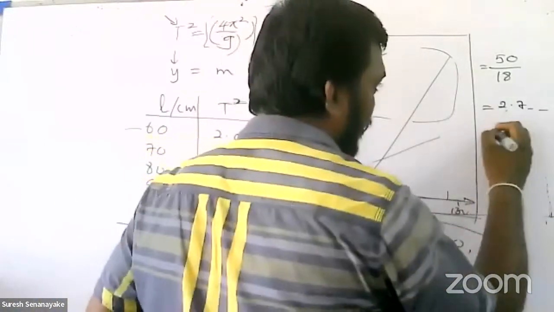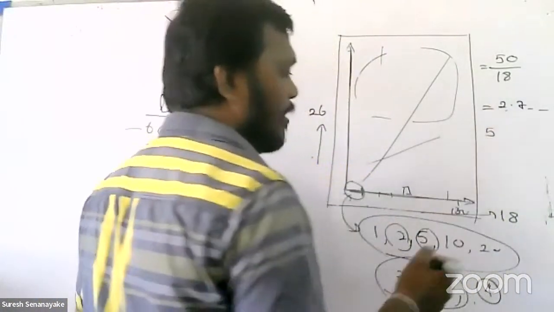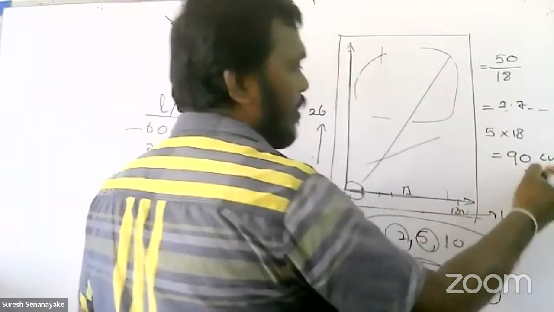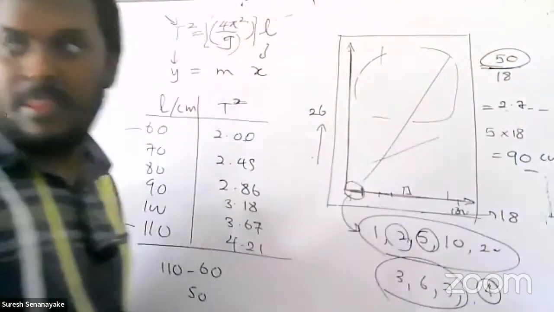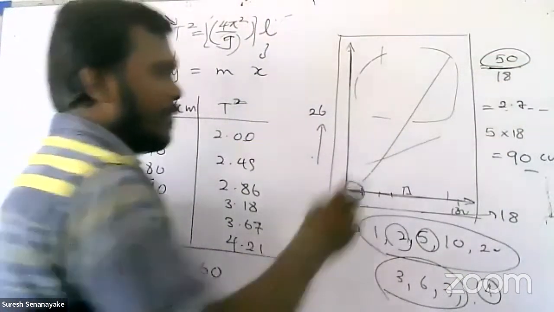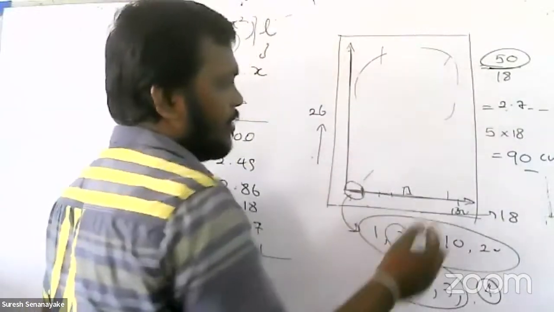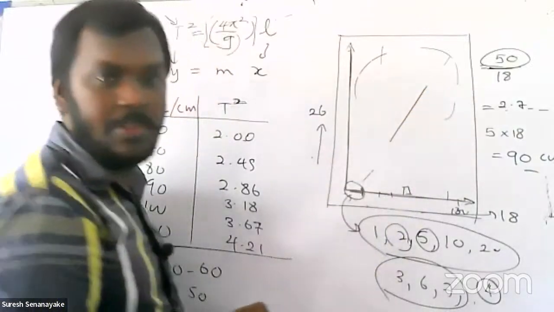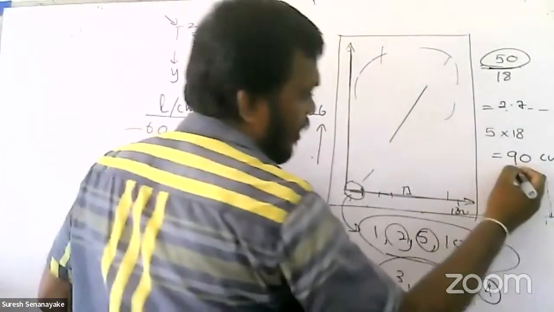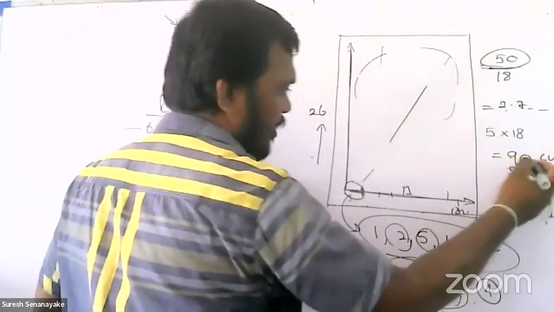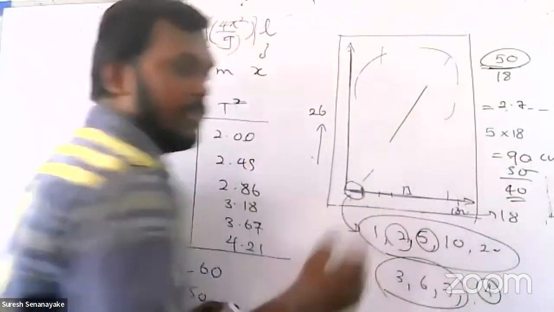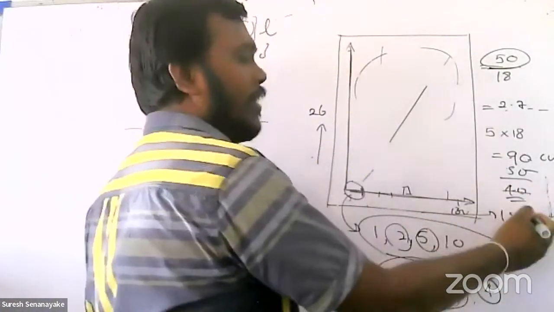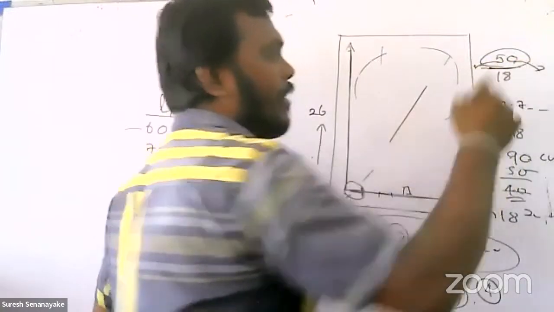I'm choosing 5. When you use 5 as 1 square, then 18 squares give you 90 centimeters. But you have only 50. So what do you need to do? We choose that 90 so that the graph comes to the middle of the scale. There is an excess of 90 minus 50, which is 40. Divide that additional 40 into two, and add 20 to the bottom and 20 to the top.